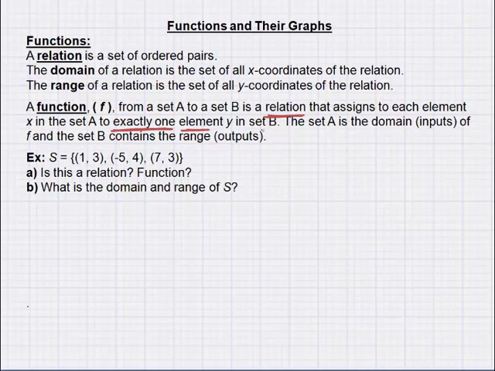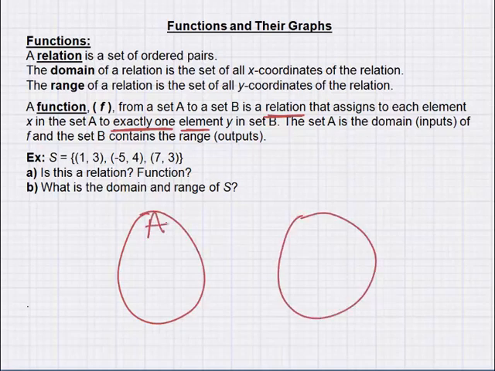So the easiest way to think about it, I think, is to look at it like this. Here's set A, here's set B. Set A has to get matched up with set B, like this. But it gets matched up in a specific way so that each element in set A gets matched to exactly one element in set B. If that happens, this particular relation is then a function.